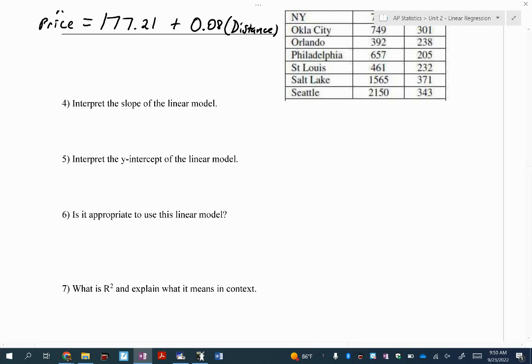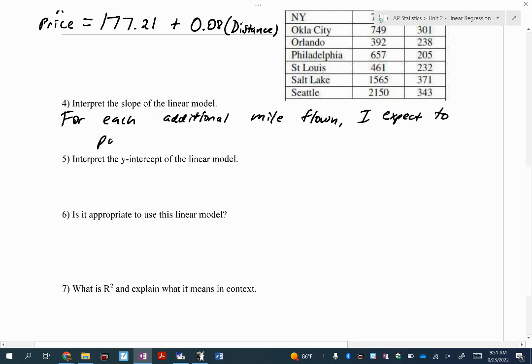So I'm going to write: for each additional mile flown, I expect to pay 8 cents. Everybody okay with that? Remember, when we take this quiz next week on chapter 8, you will have to do this on your own.